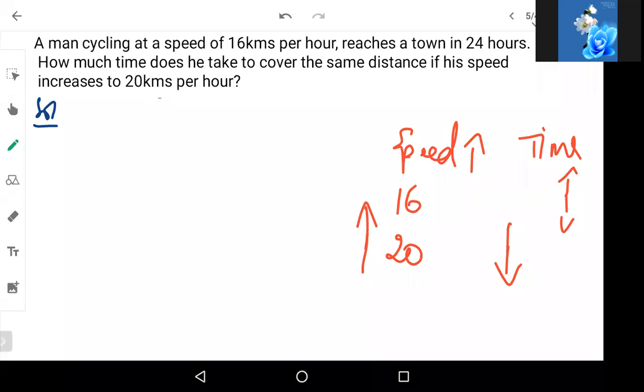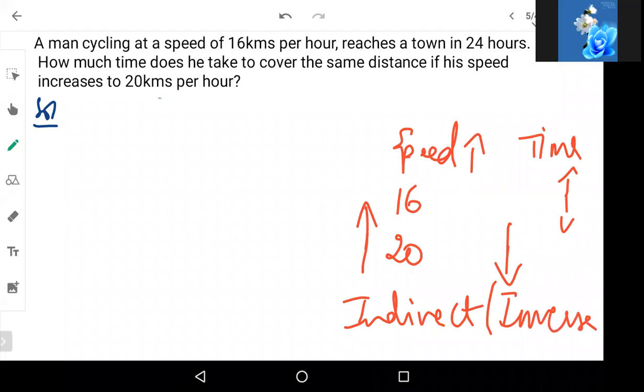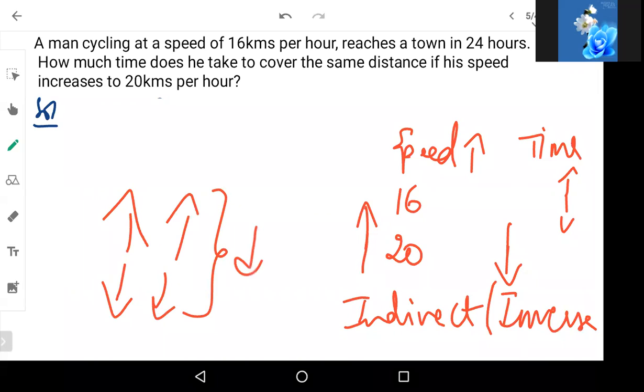Kirti, it is not direct. Yes, you can call it indirect or inverse proportion. If one increases, the other decreases, this will be an indirect or inverse proportion. If one increases, the other increases, or if one decreases, the other decreases, this will be direct proportion.